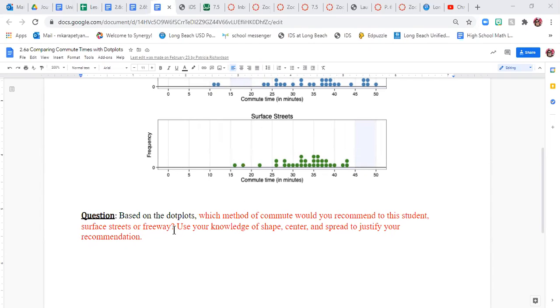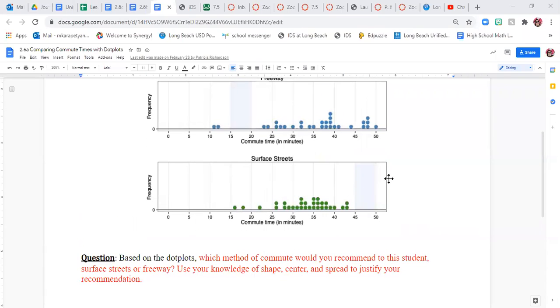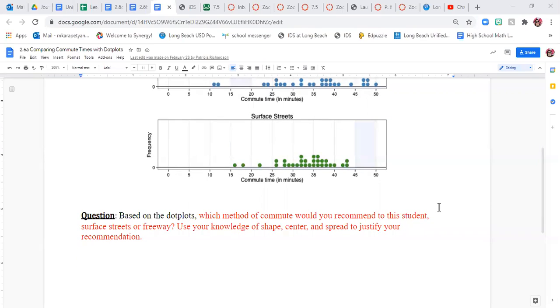So either way, shape, center, spread. Based on the dot plots, which method of commute would you recommend to the student? Surface streets or freeway? And I want you to justify your recommendation using your knowledge of shape, center, and spread. I don't want to hear opinion. I don't want to see opinion. Opinion doesn't matter here. You're looking at the data and only the data. And you're using the data that's collected here. Your opinion does not matter.